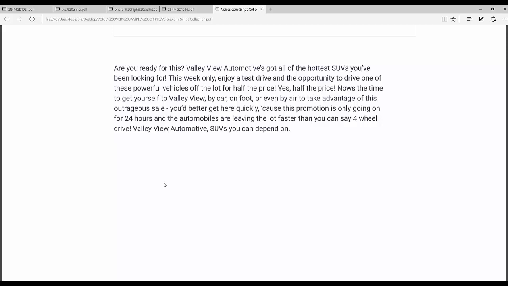Are you ready for this? Valley View Automotive's got all the hottest SUVs you've been looking for. This week only, enjoy a test drive and the opportunity to drive one of these powerful vehicles off the lot for half the price. Yes, half the price.